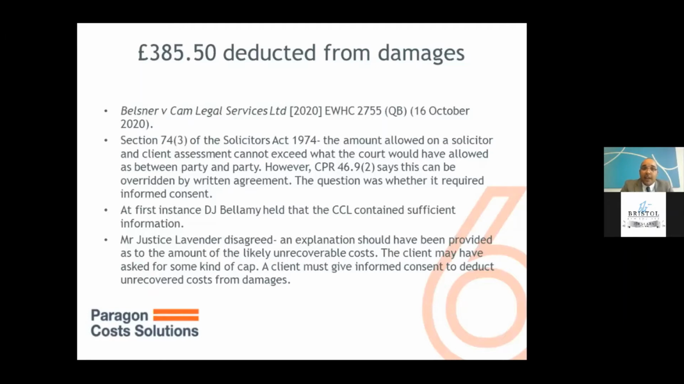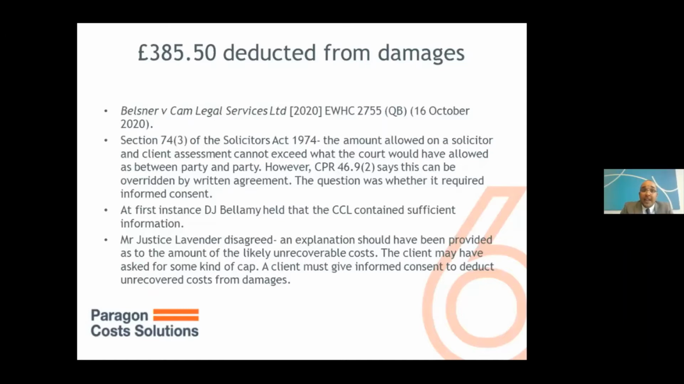And what he said is that an explanation should have been provided as to the amount of the likely unrecoverable costs. And that would have enabled the client to have asked for some kind of cap or to make an informed decision as to whether they want to proceed. So a client effectively has to give informed consent to deduct unrecovered costs on damages. So as I say, in this case, an example would have been along the lines of, our fees may be £2,000. We expect we may be able to recover £1,500, and therefore £500 may be payable from your damages.